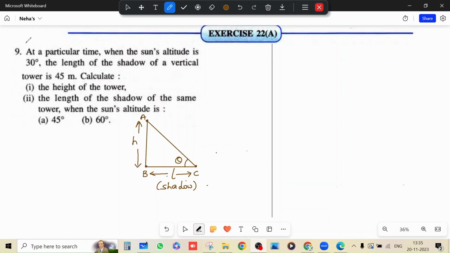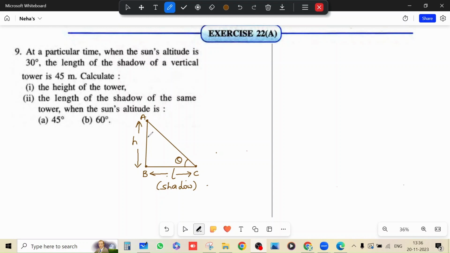Question number 9 is: at a particular time when the sun's altitude is 30 degrees, the length of the shadow of a vertical tower is 45 meters. First, calculate the height of the tower. Second, the length of the shadow of the same tower when the sun's altitude is 45 degrees and 60 degrees.